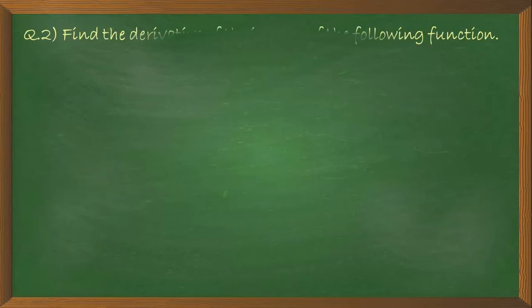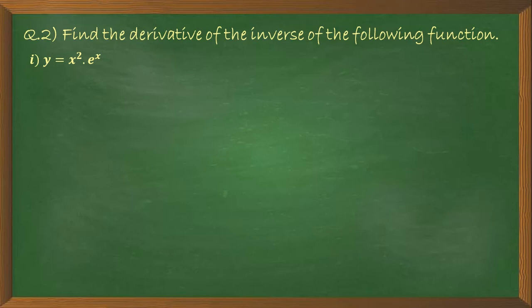Now we will solve another question related to that 1.2 exercise. Question number 2 is: find the derivative of the inverse of the following function. Means one function is given to you. See, y is equal to x square into e raised to x. It is y is equal to f of x. The question is what? We have to find the derivative of the inverse of the following function. Means we don't require the derivative of this function, we require the derivative of its inverse. So how will you solve this?